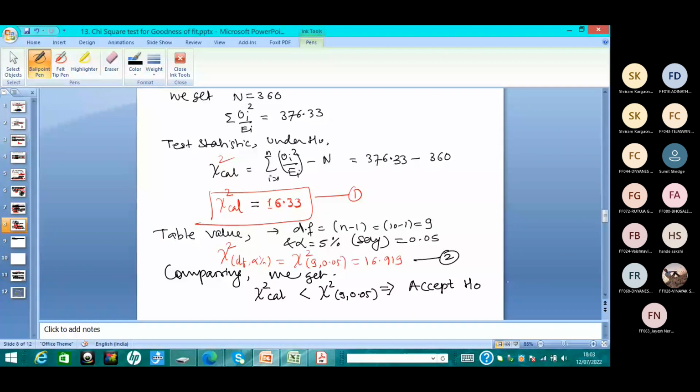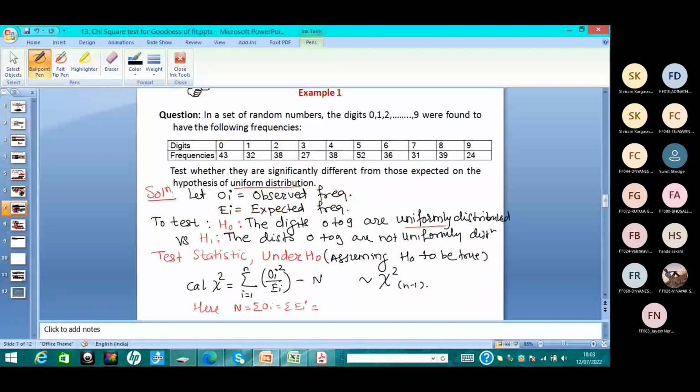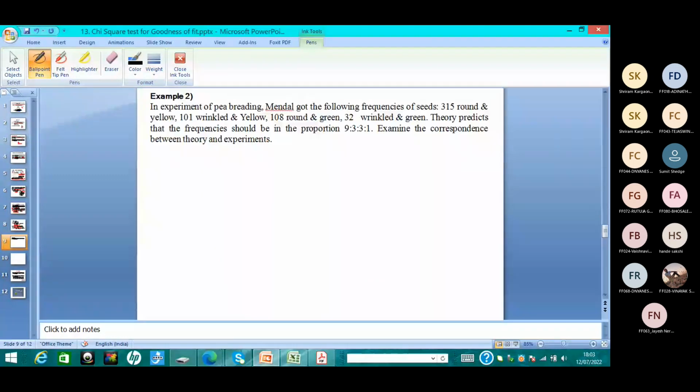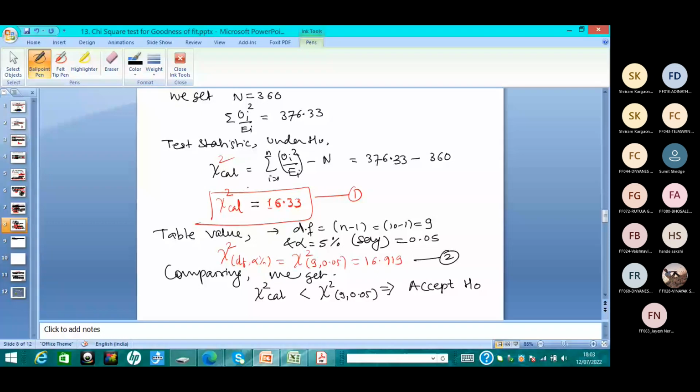So when we say accept H naught, we are proving that the digits 0 to 9 are uniformly distributed. Digits are uniformly distributed at 5% level of significance. So just write this. It does mean this. Can you write the conclusion? So the conclusion is the digits are uniformly distributed at 5% level of significance. Did you all understand?